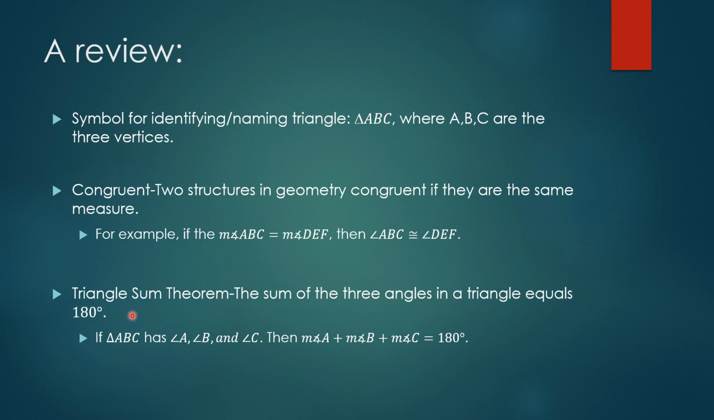And finally, in class last time we talked about the triangle sum theorem, where if you have a triangle and you add the three angles together, it has to equal 180 degrees. In other words, if triangle ABC has angles A, B, and C, then the measure of angle A plus the measure of angle B plus the measure of angle C must be 180. It doesn't matter what type of triangle you have, whether it's an obtuse scalene triangle or a right isosceles triangle, the angle measurements added together will equal 180 degrees.